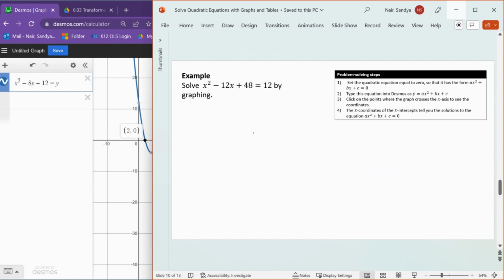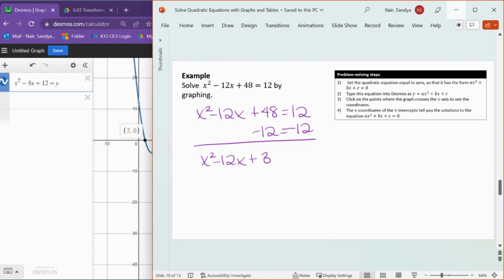So now let's try solving x squared minus 12x plus 48 equals 12 by graphing. So I have x squared minus 12x plus 48 equals 12. Once again, this is not set equal to 0, so I'm going to go ahead and do that by subtracting 12 from both sides. When I subtract 12 from both sides, I get x squared minus 12x, 48 minus 12 is 36, so I have plus 36 equal to 0.